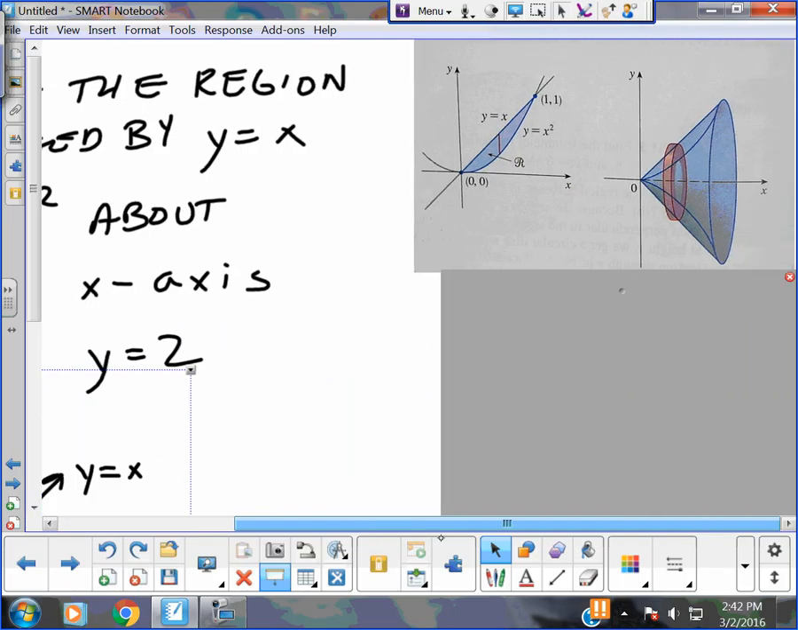So everybody, there's the situation. Here's my region in green we had, between 0 and 1. And everybody, it shows the washer here in red. Do you see it? It is easier to see when it's not touching the x-axis partially. Yep. And we're going to work from there.